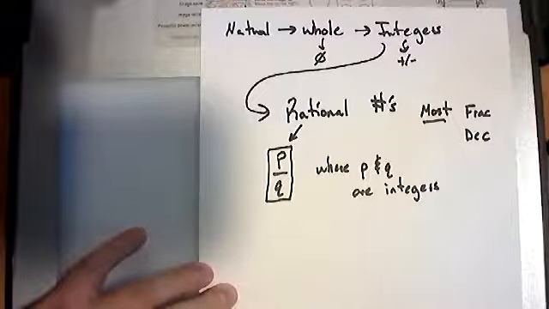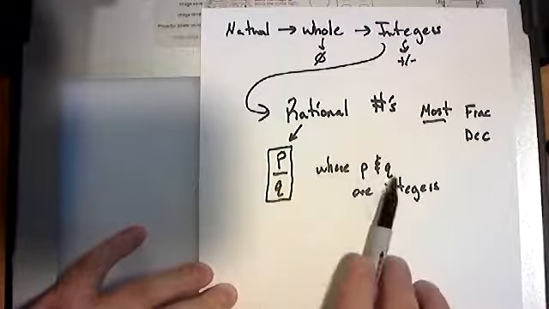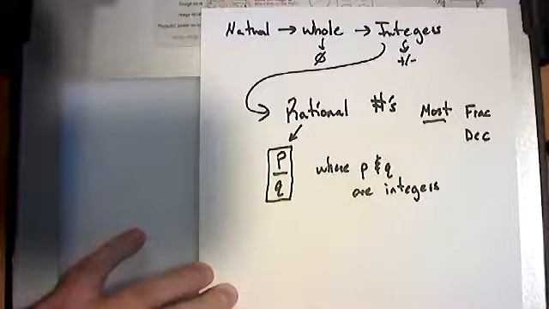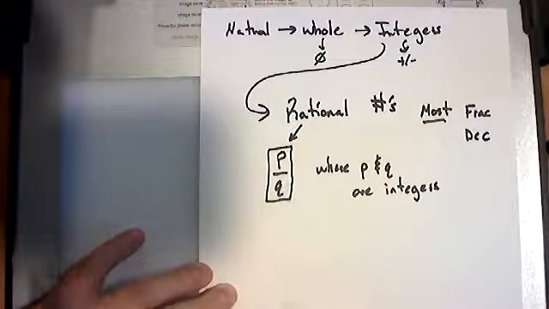Right now, I just want you to recognize that P over Q, that is a fraction. So what rational numbers are is they're fractions, with this exception here, where the P and the Q are integers. What does that mean? Well, basically what we're saying here is you can make a fraction. If you can make it a fraction, it's rational.